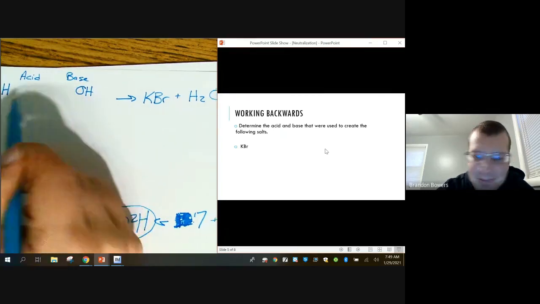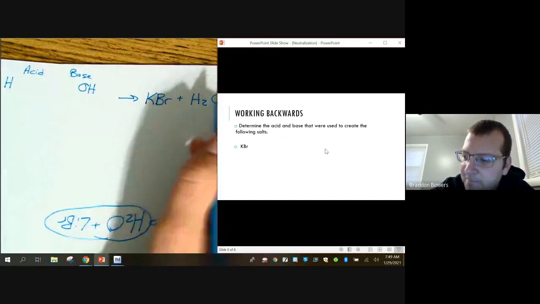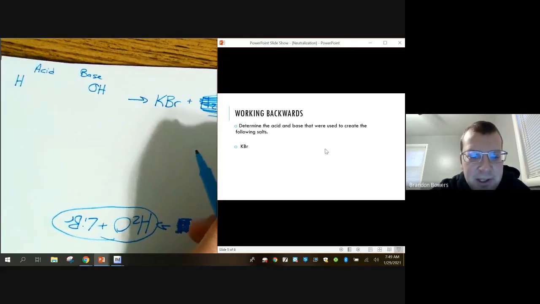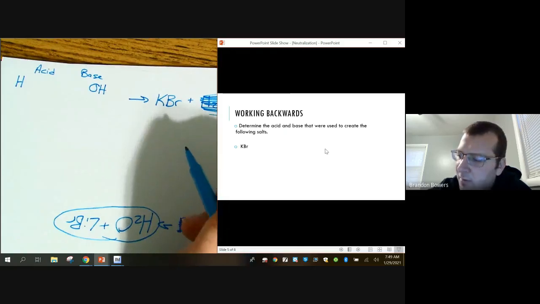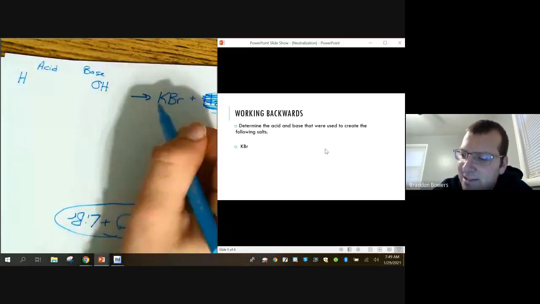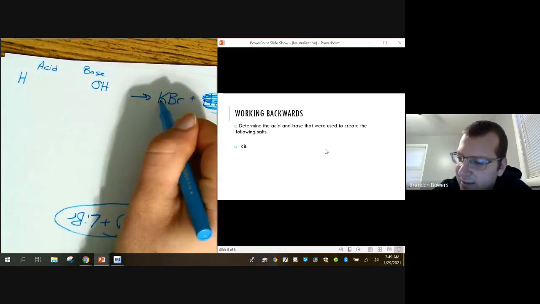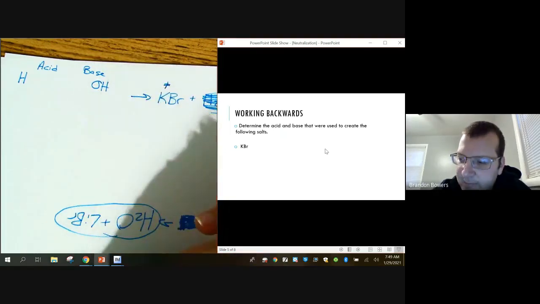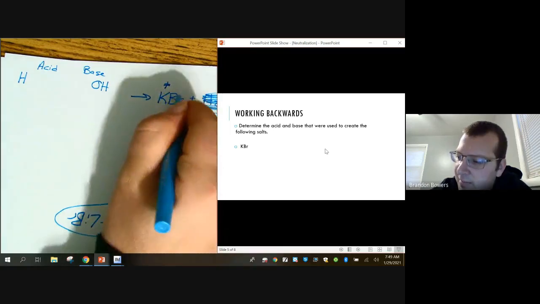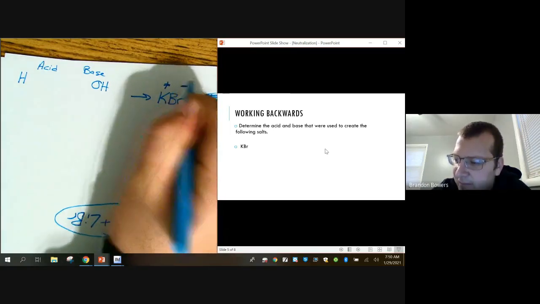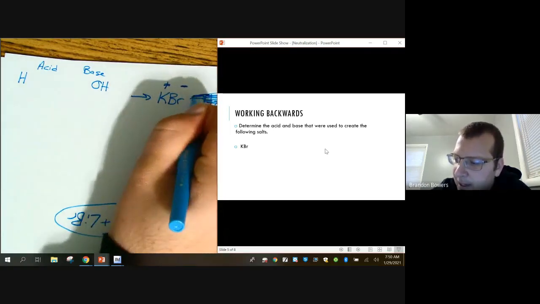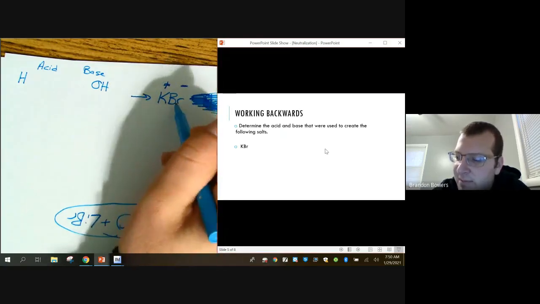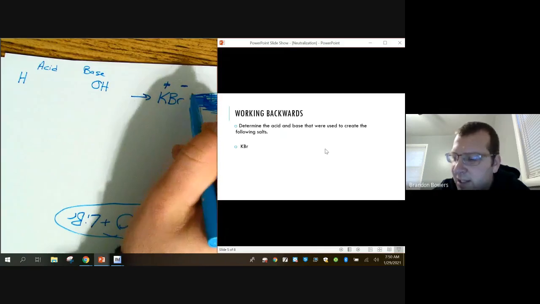So if you look, that's my H2O right there. I'm done with that part. Now, KBr. Remember, any element that's to the left is positive, which means my bromine is negatively charged. Any element on the left is positive, bromine on the right is negative.